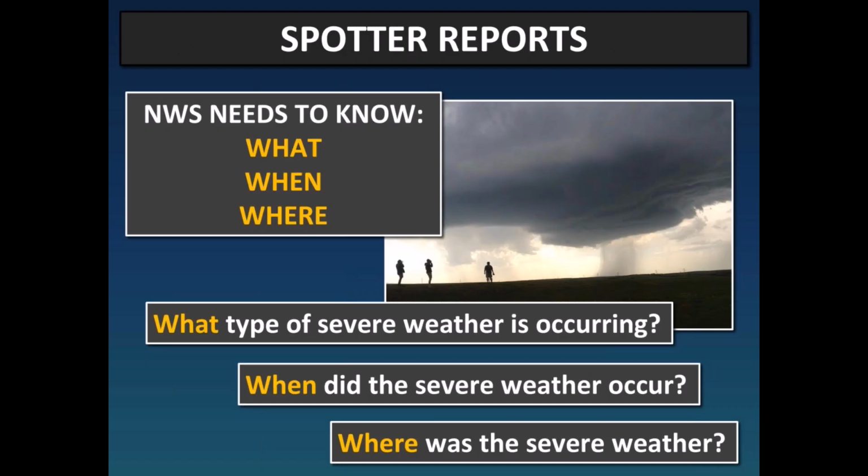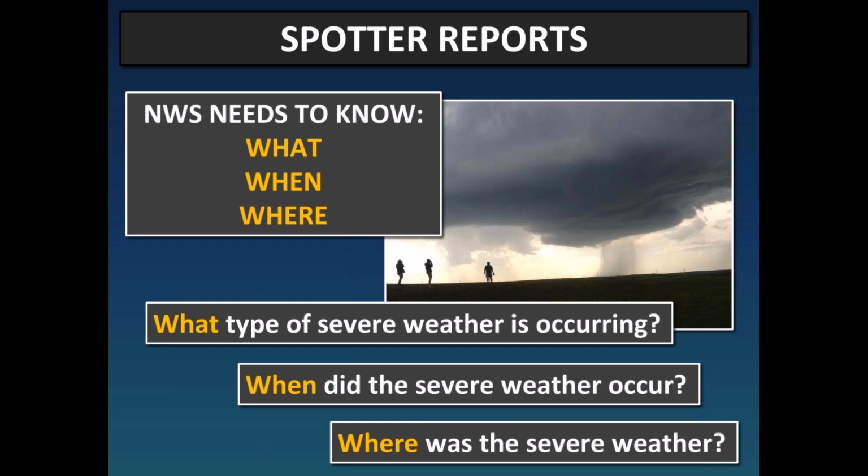So just as a refresher for SPY reports, we at the National Weather Service need to know the what, the when, and the where. So what type of severe weather is occurring? So hail, damaging winds, tornado, funnel cloud even, rotating wall cloud, just about anything we care for reports on if it could be potentially hazardous.